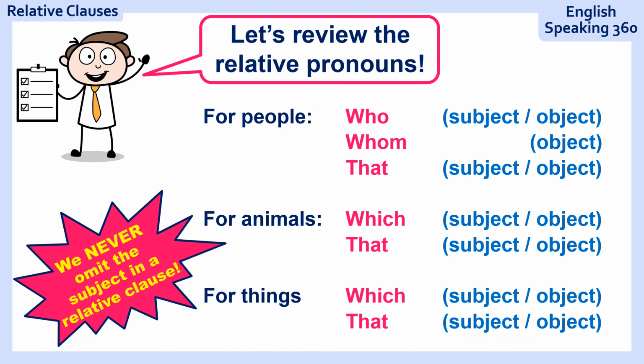So you can see almost all of them can be either subject or object of the relative clause. And that is the challenge that you have. But if you see whom somewhere, you can be sure that you can remove it in a relative clause and the sentence will still make sense.